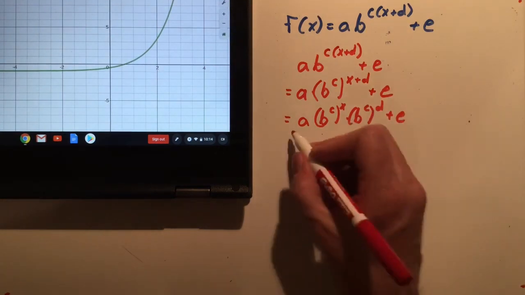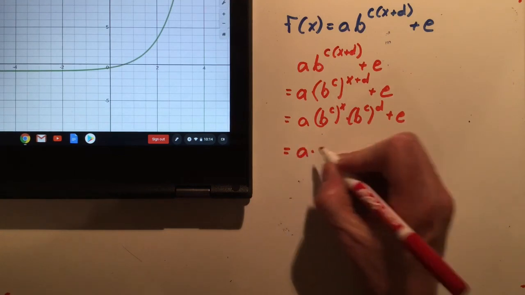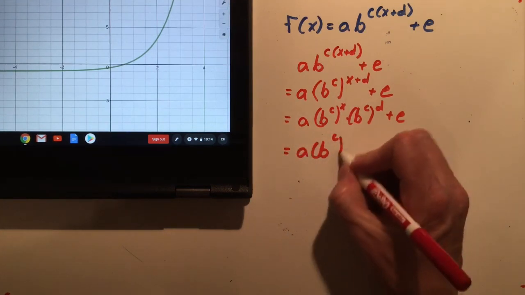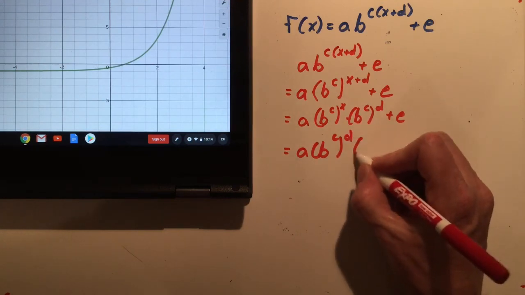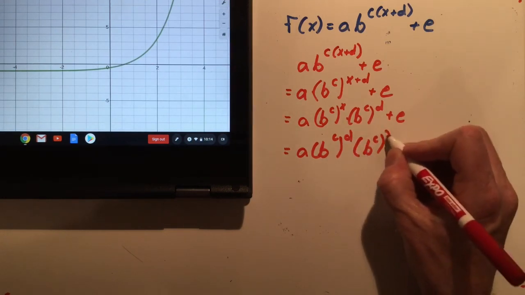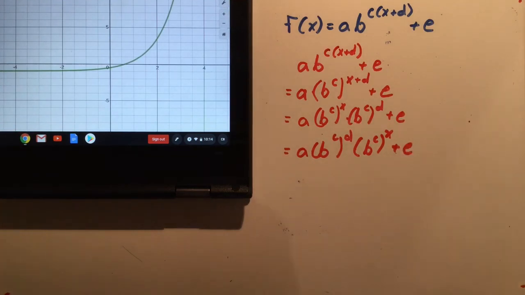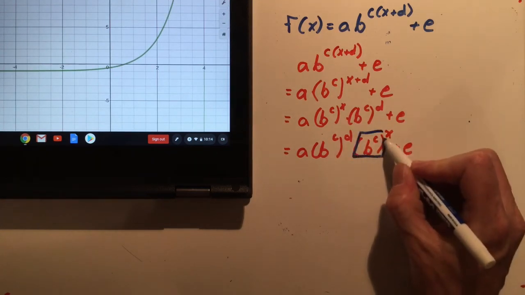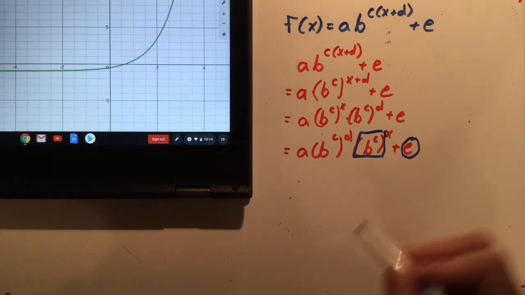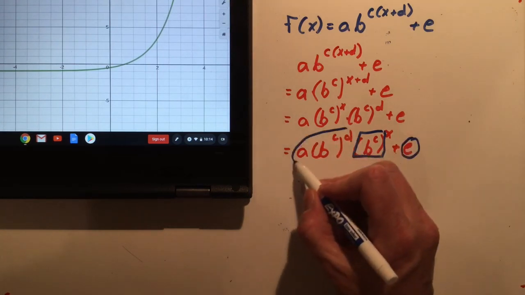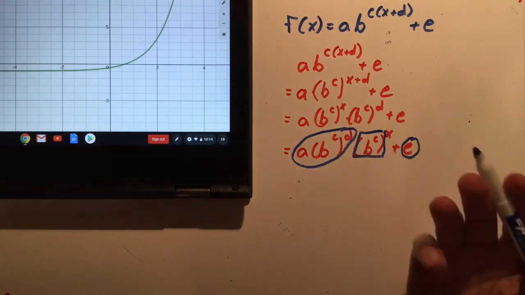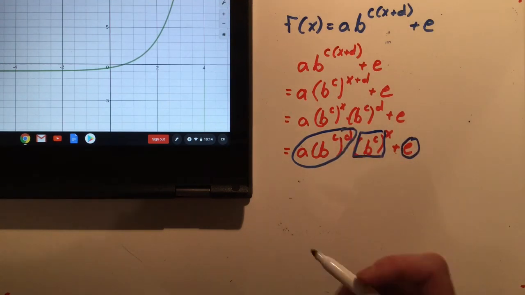And then I'm just going to move this little bit over here, and so I'm going to rewrite it as a times b to the c all raised to the d times b to the c raised to the x, plus e. Now, this looks super complicated, but what I want you to notice is there are no more horizontal transformations on it whatsoever. The base is now this b to the c part. This is a vertical translation, and this awful looking thing right here, which is really just a number, is the vertical stretch or compression.